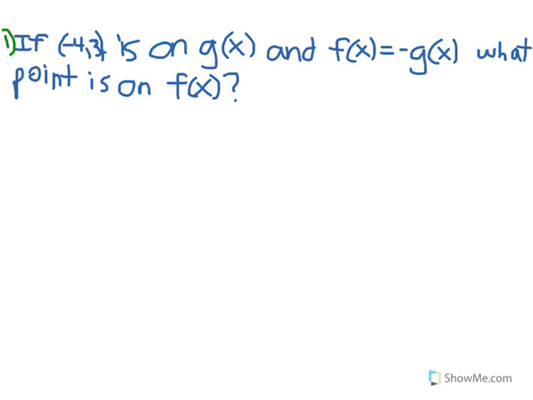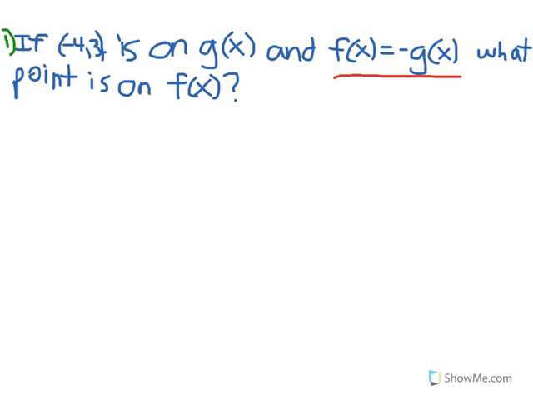So a bunch of weird terminology going on there, but this is actually a really straightforward question. It's basically dealing with transformations. So we've got one point on a certain graph, we've got some information here about the relationship between one function and another function. So we have to come up with a point on that other function.